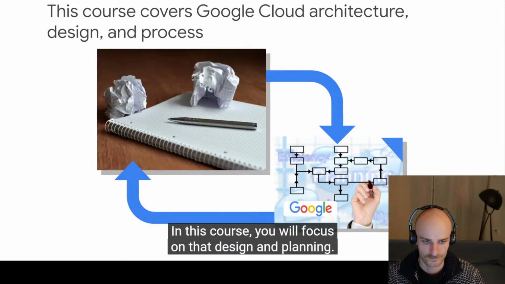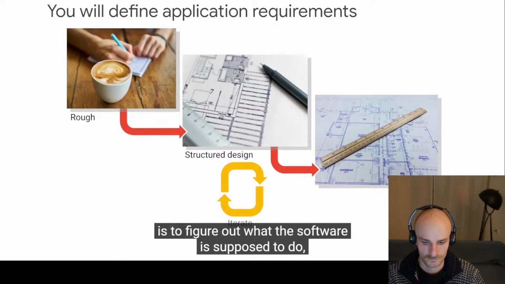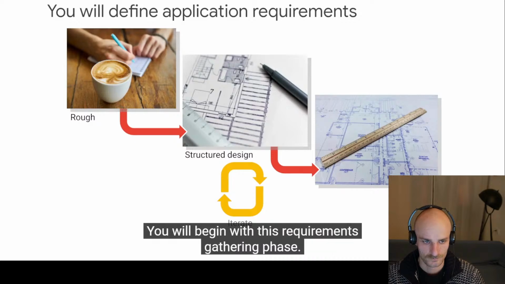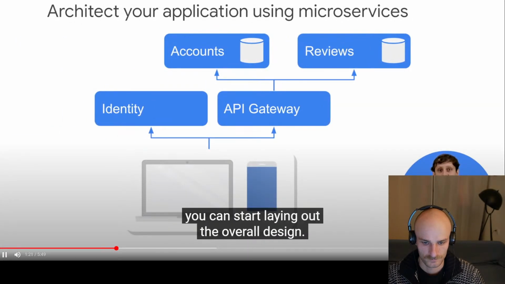In this course, you will focus on that design and planning. Specifically, you will work on architecting and designing a case study in this course. The starting point for any software development is to figure out what the software is supposed to do, who your users are, and why this is important. You will begin with this requirements gathering phase. Once you understand your software's requirements and your users, you can start laying out the overall design.